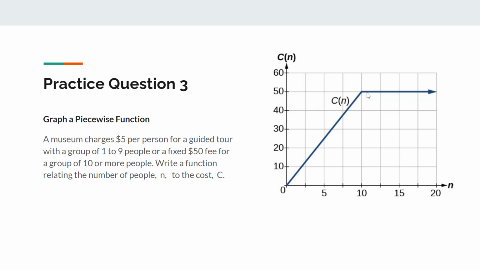But notice that the line becomes a horizontal line after it reaches 10, because it says right here a fixed $50 fee for a group of 10 or more people. So it's going to stay the same for every n greater than or equal to 10. It's going to stop here and go all the way there.